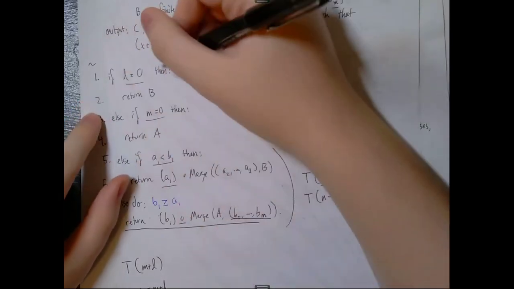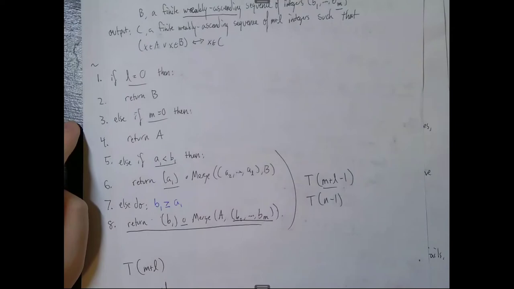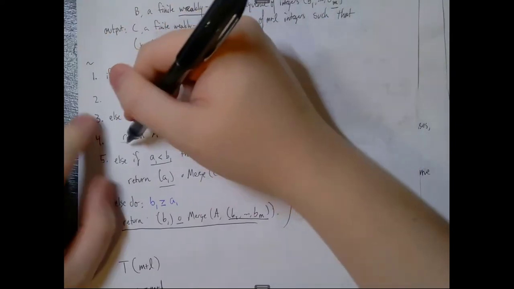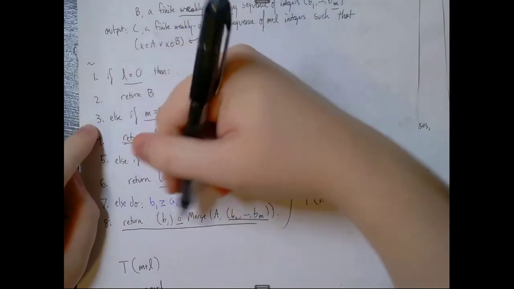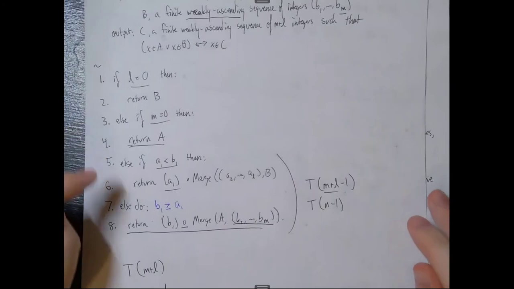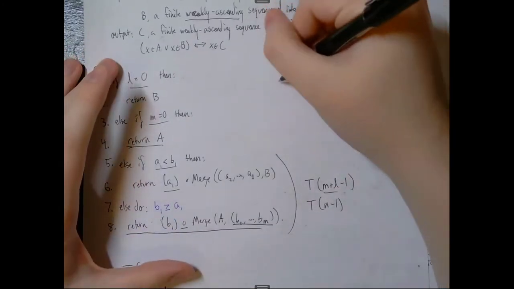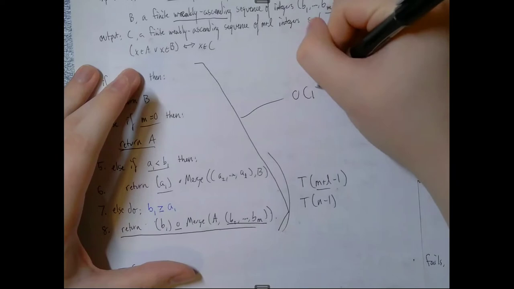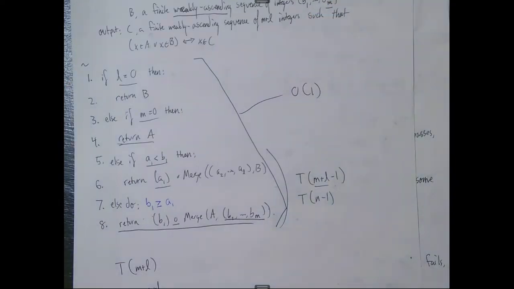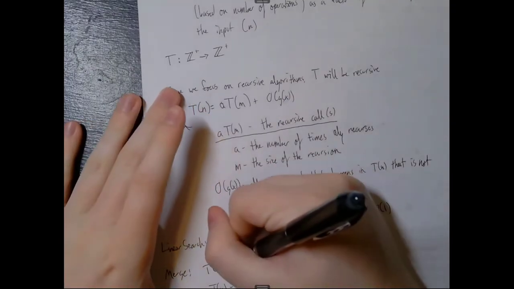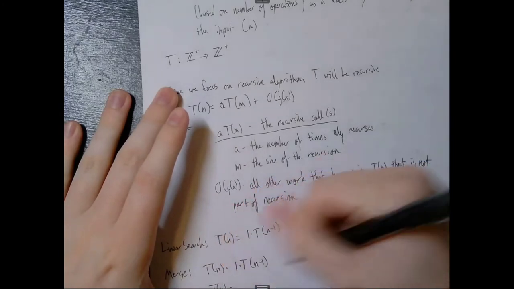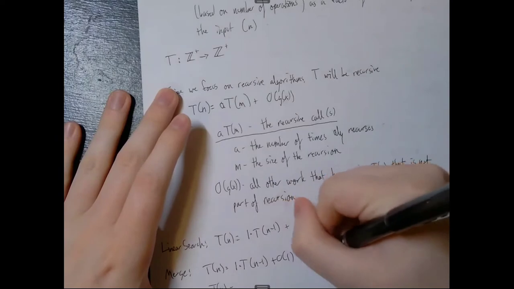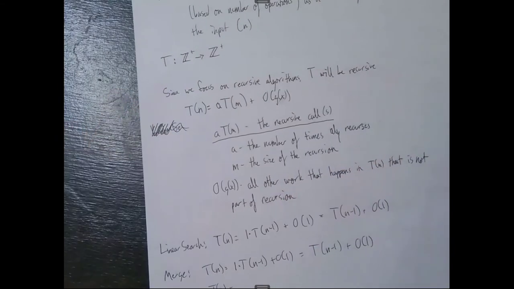In the best case, L is equal to 0, and we just return B, which is 2 operations. Second best case, L is not 0, but M equals 0, and then we return A, which is 3 operations. And then in here, it would be somewhere along the lines of 4 to 6, but that's always 4 to 6, no matter what M plus L is. So we would say that all the work that is not part of the recursion is O of 1, or a constant amount of work. No matter what n is, it will always be anywhere from 2 to 6 operations. So, coming back here, we would say that T of n equals 1 times T of n minus 1 plus O of 1, or again, we have another T of n minus 1 plus O of 1 operation.